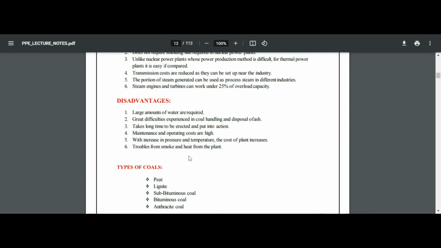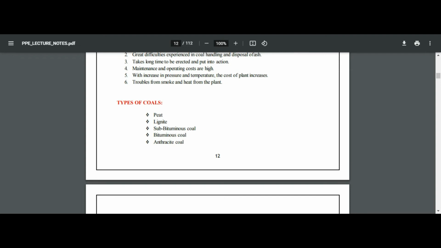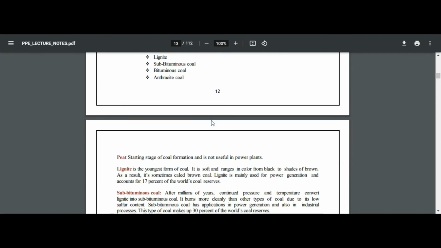Next, the types of coals: peat, lignite, bituminous coal, anthracite. Peat: the starting stage of coal formation, not useful in power plants. That is, the initial stage of coal is not used. That is known as peat.